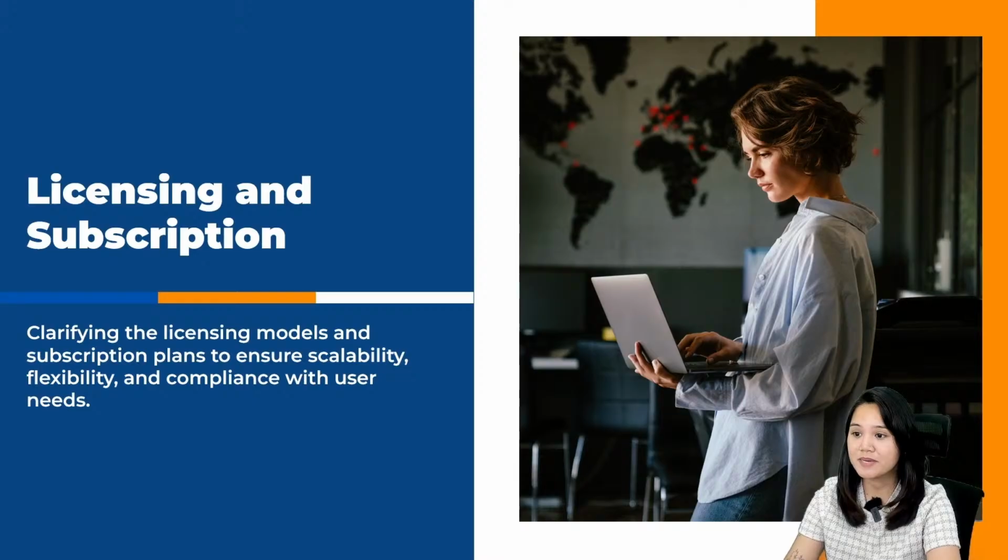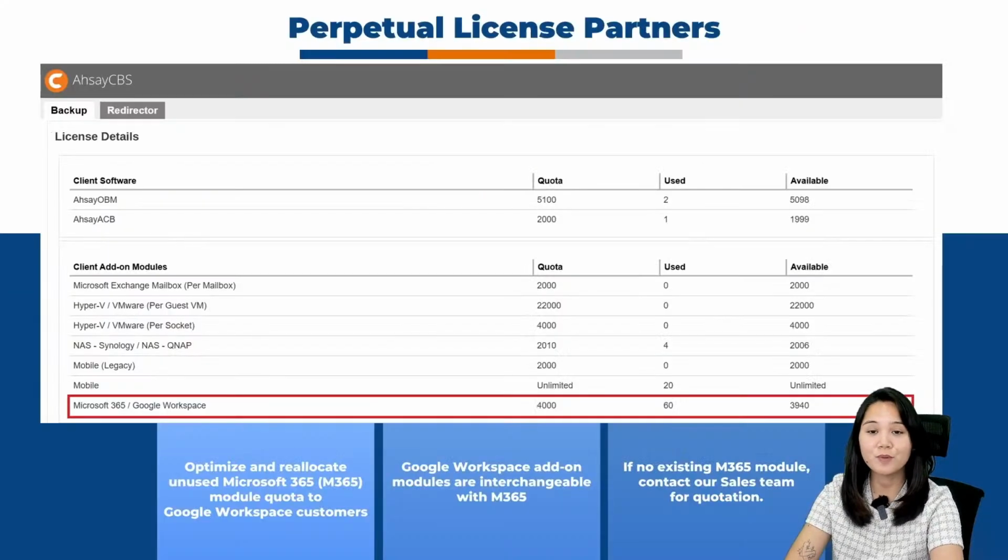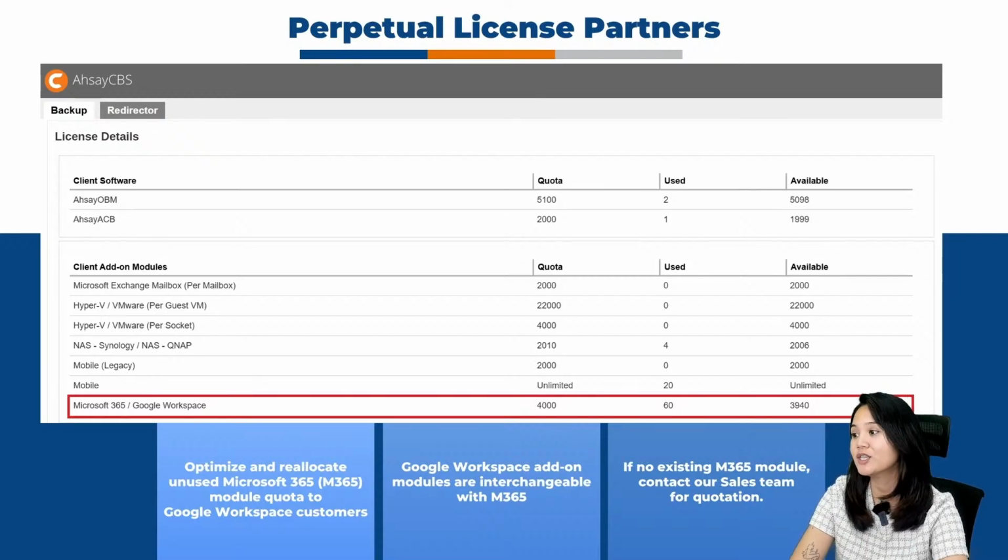Our Google Workspace licensing is designed to be flexible. For our perpetual license partners, flexibility is key. You can optimize and reallocate unused Microsoft 365 module quotas to Google Workspace customers. Our Google Workspace module is interchangeable with the Microsoft 365 module. So if you don't have an existing Microsoft 365 module yet, you may reach out to our sales team for a quotation.